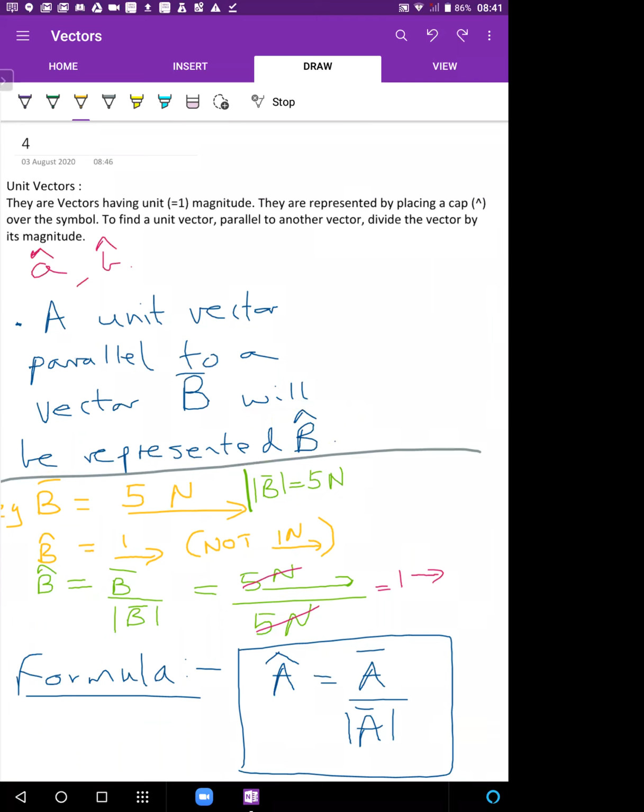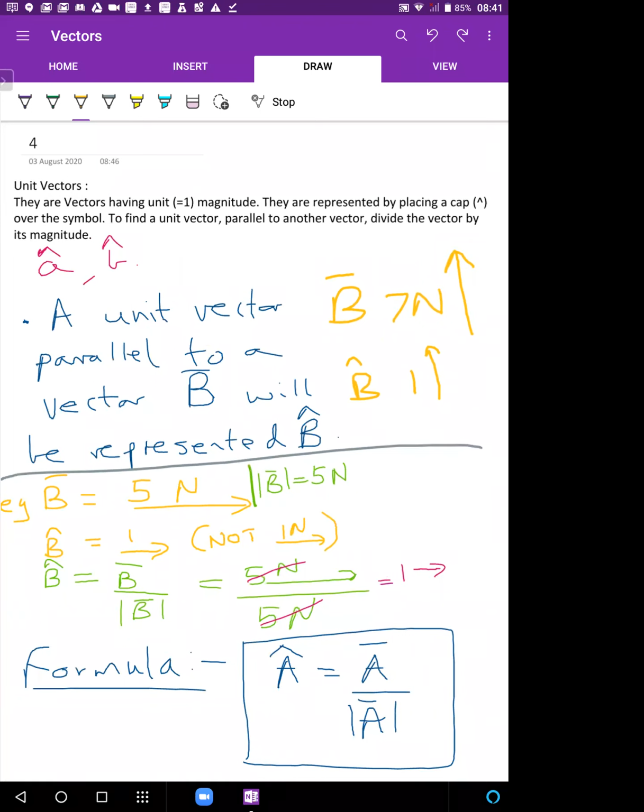For instance, if B bar is 7 Newton upward, B cap will be just 1 upward, not even 1 Newton, just 1. Magnitude is equal to 1. So the number and the unit are replaced with 1. B cap will be just 1 upward.